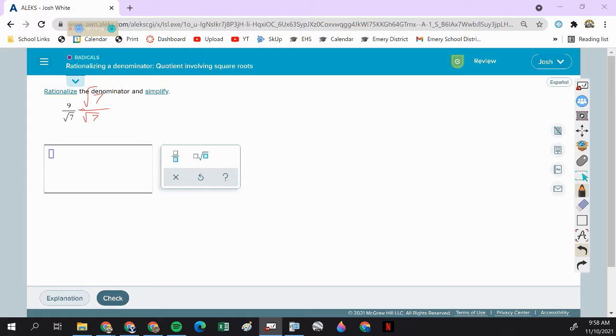So the bottom is the square root of 7 times the square root of 7, which is the square root of 49.